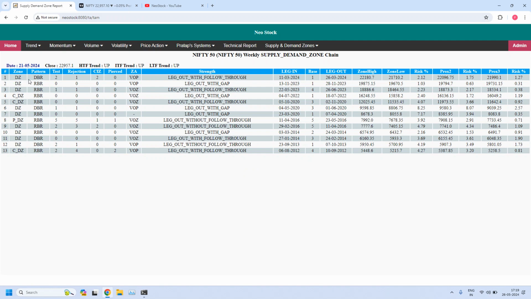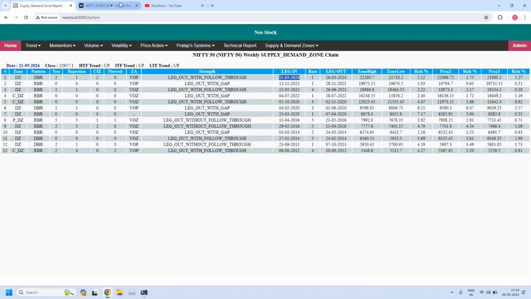And we have an immediately available weekly demand zone which is already tested 2 times, one rejection from this zone, 2 times the weekly candles are closed inside this zone. And also the weekly trend is also uptrend. So when this zone is created on 11 March 2024, after that one base candle.